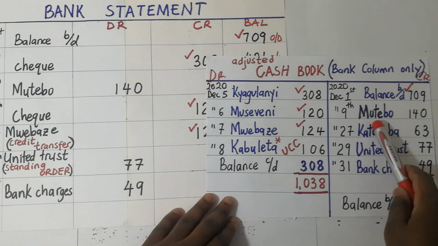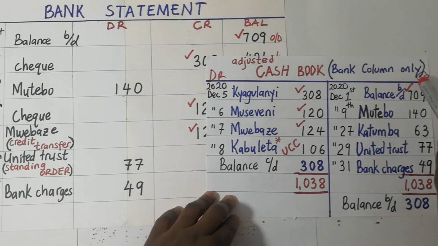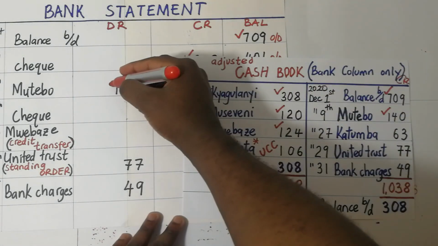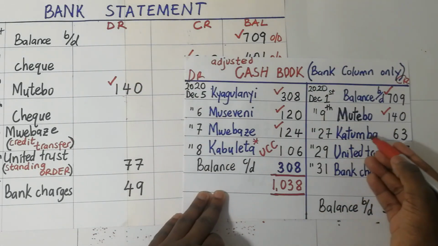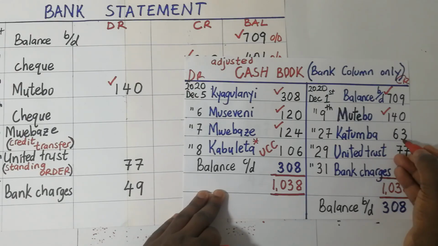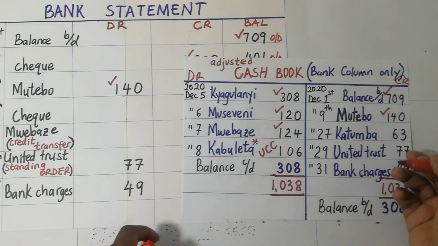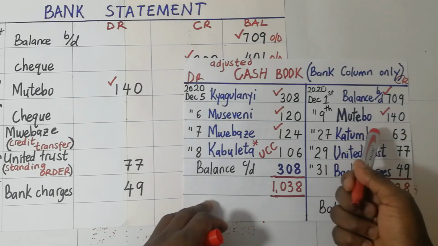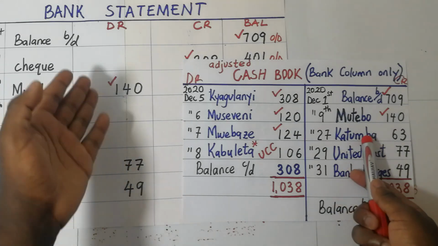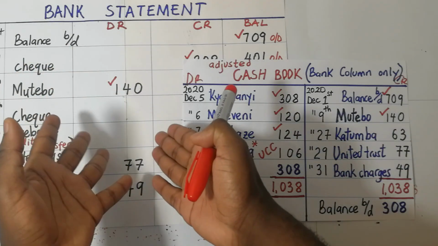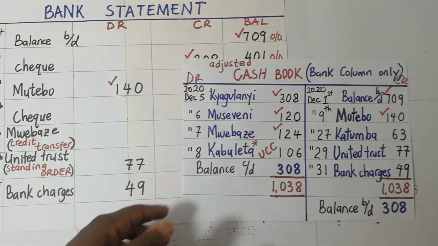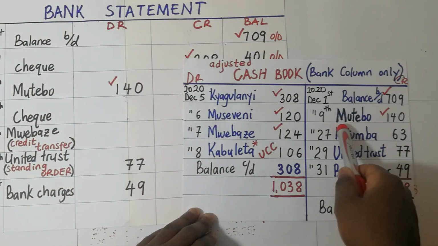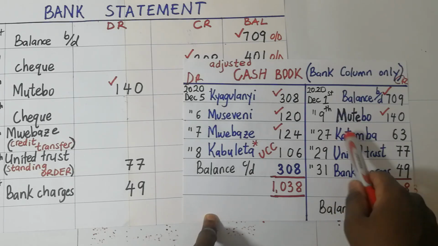Then we come back this way. We have Mutebo here. These are now checks we issued. We issued a check to Mutebo, 140, and when we issued it, he presented it, and our bank was debited. We issued a check to Katumba, 63 shillings, and Katumba is still sitting on the check. Katumba has not yet presented the check to the bank so that his money is deducted from our bank account. Because Katumba's money is not reflected here, it means Katumba has not yet presented the check.